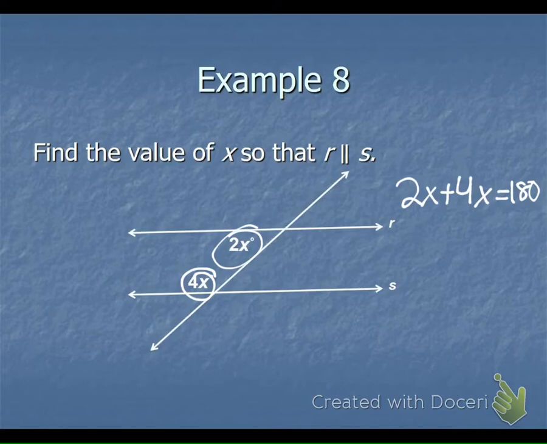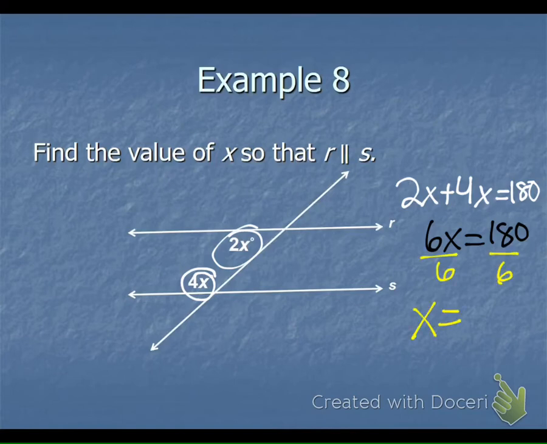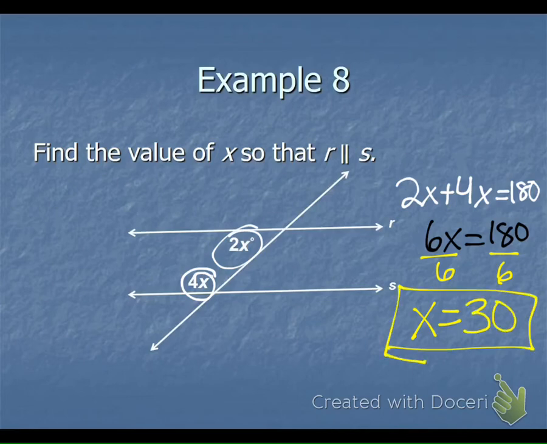Now, if they were corresponding angles or alternate interior angles or alternate exterior angles, I'd have to find the x that made them congruent. But since they're same side interiors, I have to find the x that makes them add to 180. So that's going to be 6x equals 180. When you divide both sides by 6, what does x have to be? Not all at once. It's 30. Way to go.